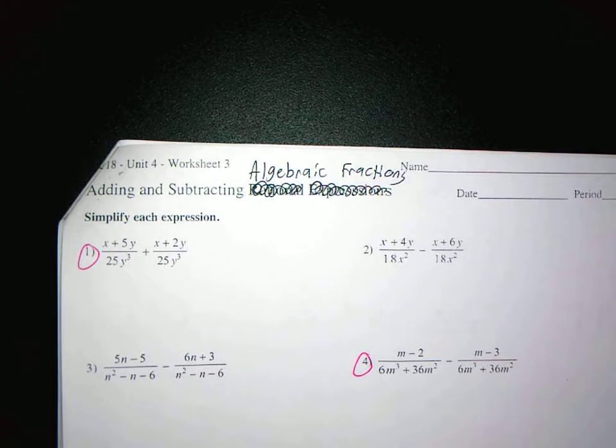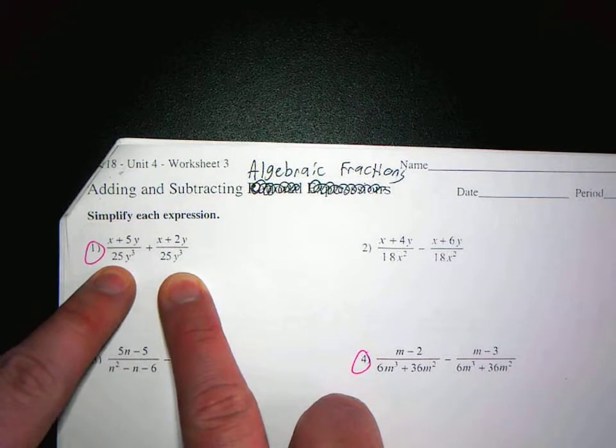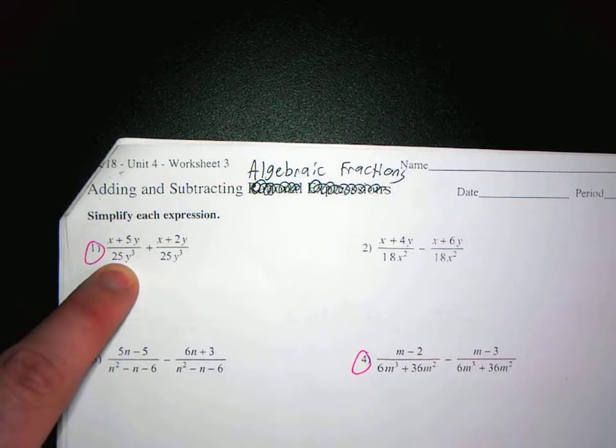So we are going to do 1 and 4 together, and you are going to do 2 and 3. So look at number 1. Algebraic fraction. We're supposed to add. So first, we need a common denominator, right? Do we have a common denominator? Yeah.